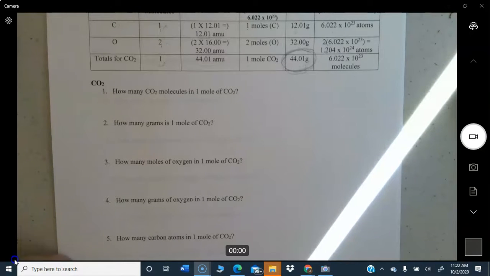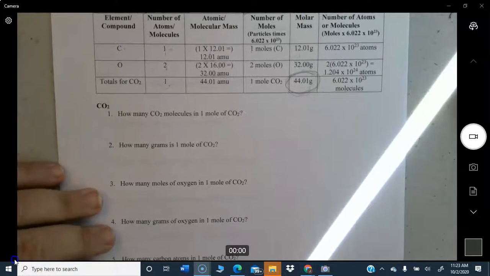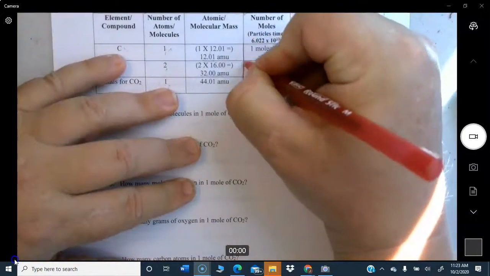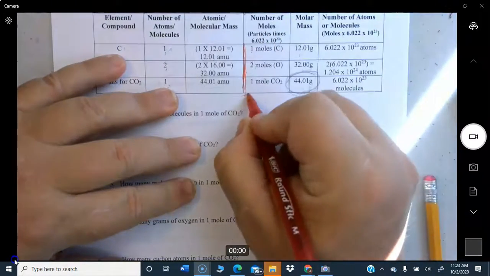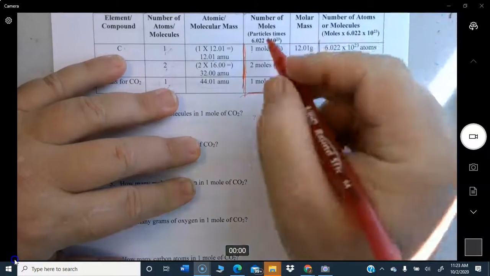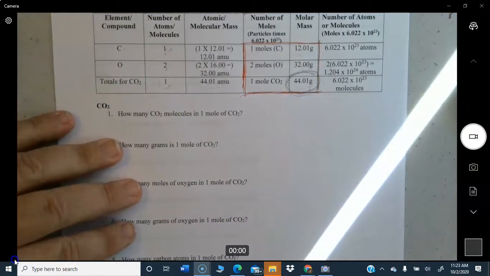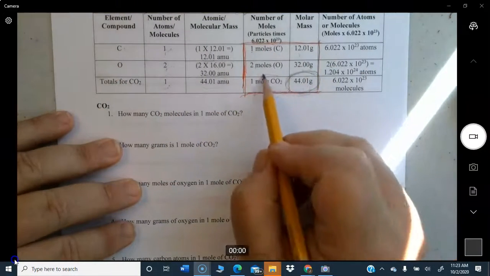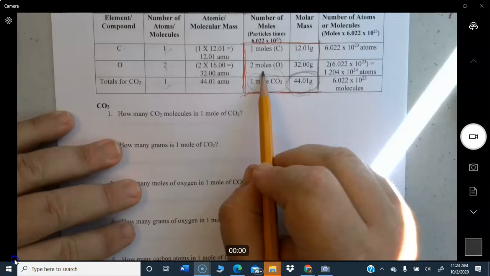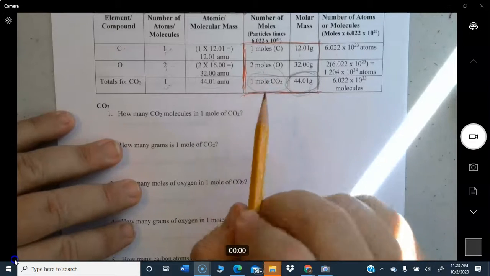So, how many carbon dioxide molecules in 1 mole of CO2? What we're interested in is what I'm outlining in red here. It's the moles area. We're not interested in individual atoms or molecules. We're interested in working in this world right here. Everything here is referenced to 1 mole of CO2. If I want 1 mole of CO2, I need 2 moles of oxygen. But what if I wanted 3 moles of CO2? Then I'd need 3 times 2, or 6 moles of oxygen.